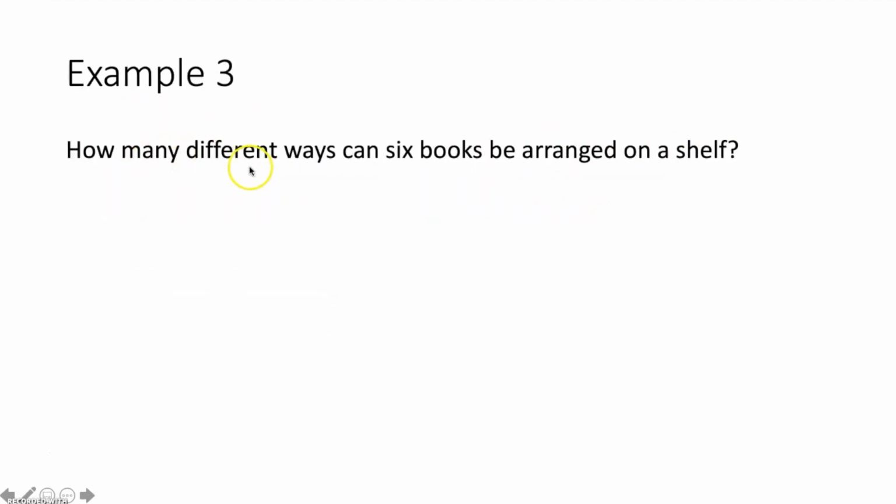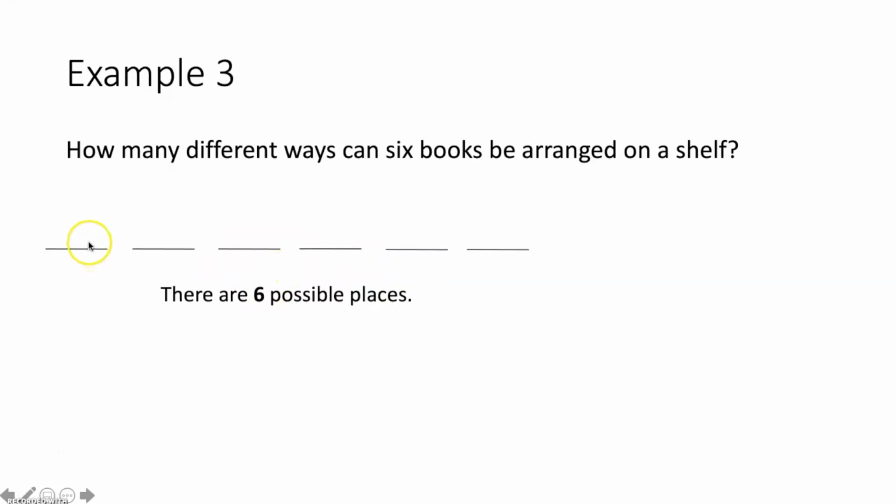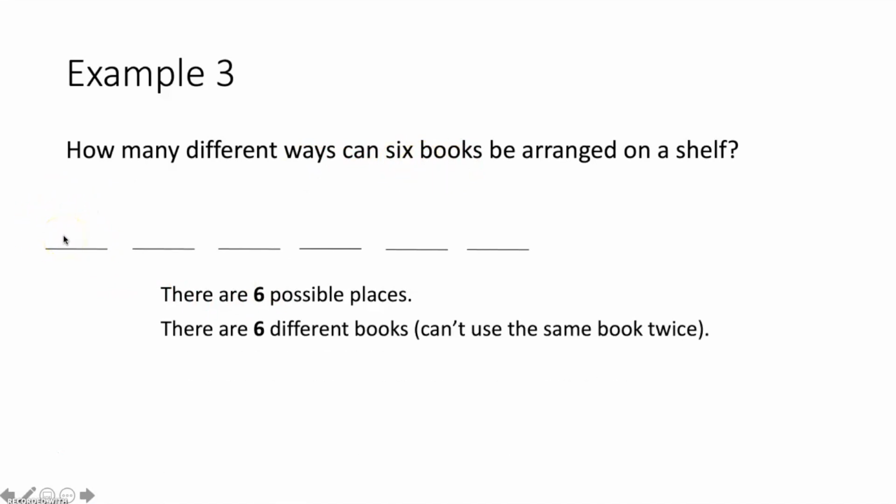Now, example 3 says, how many different ways can 6 books be arranged on a shelf? This question may seem a little different, but you're still trying to figure out the total number of possible outcomes, the total number of possible arrangements, meaning we are going to use the counting principle. There are 6 different books we are arranging on a shelf, meaning there are 6 different spots to fill. In the first spot, how many different books can we choose from? Again, there are 6 books, so we have 6 different books we can fill that first spot with.